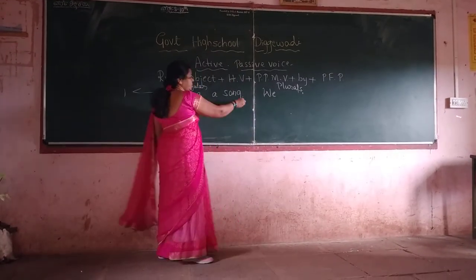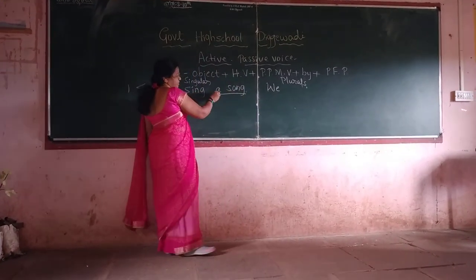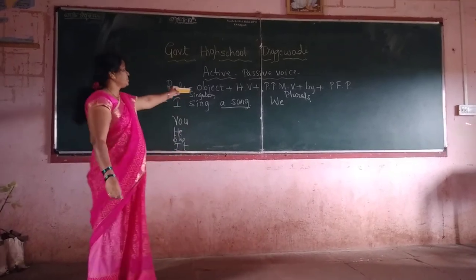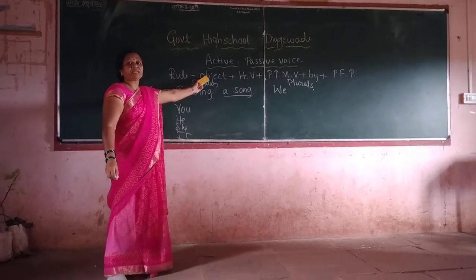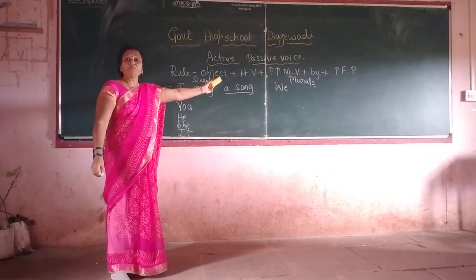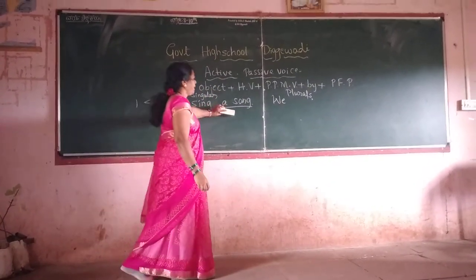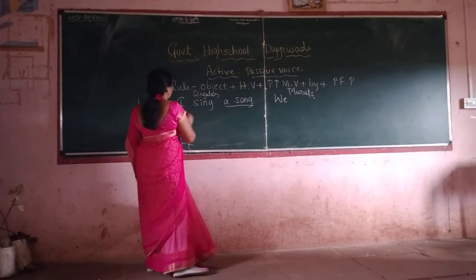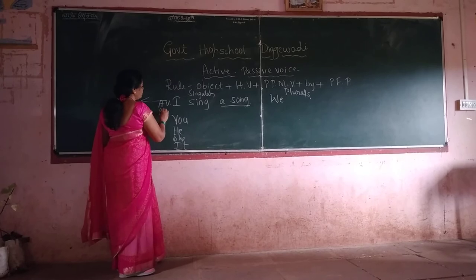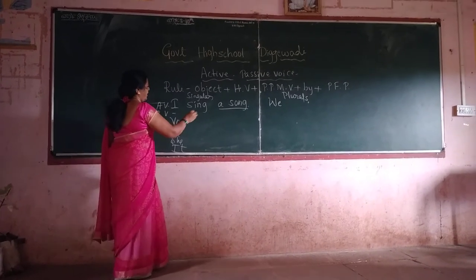Which is the object in this sentence? The object is a song. What I told you first, while changing active voice sentences into passive voice, first we have to take the object. Which is the object? A song. First, this is the active voice sentence. Now, passive voice: a song.